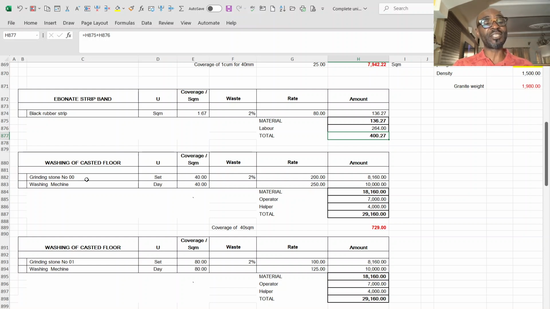Then the next aspect of work, which is the washing, you needed the 00, which is the first stone that you're going to use to chop up the top and bring it to level before you start polishing. A set of that stone can wash up to 40 square meter. Between 40 to 45 square meter is what you use one set to wash. And the cost for one set is 8,000. So if you say 8,000 divided by 40 square meter, it gives you 200 per square meter.